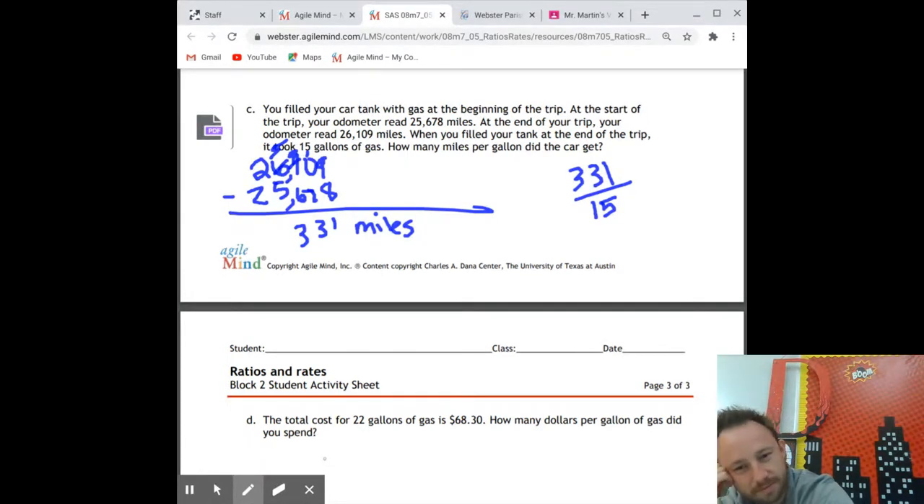The total cost of 22 gallons of gas is $68.30. How many dollars per gallon of gas did you spend? All right. So, Levi, what do you think we're going to have to do?